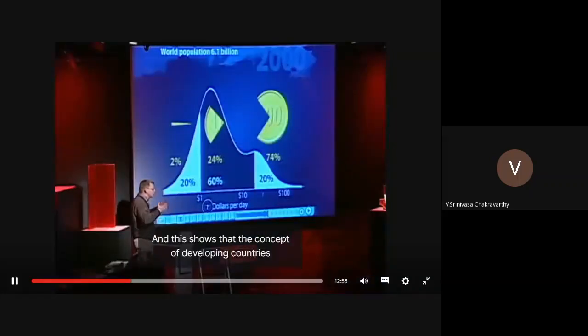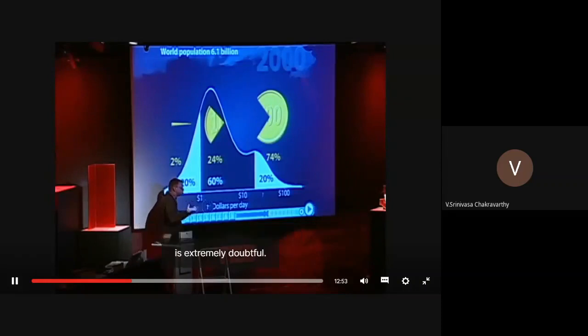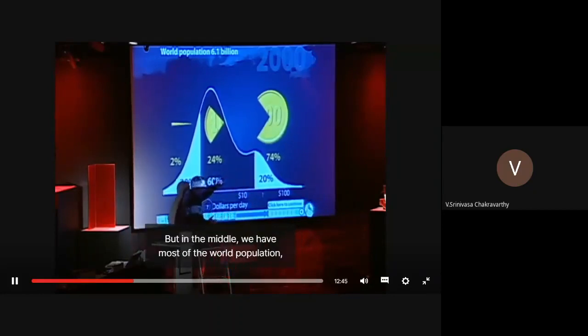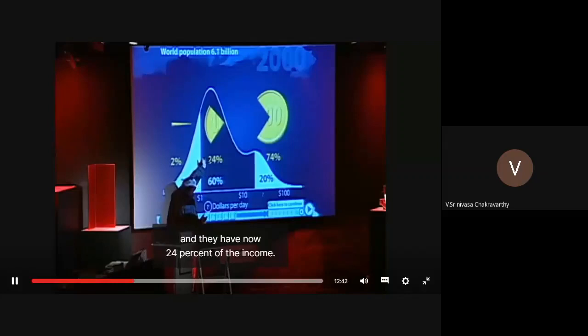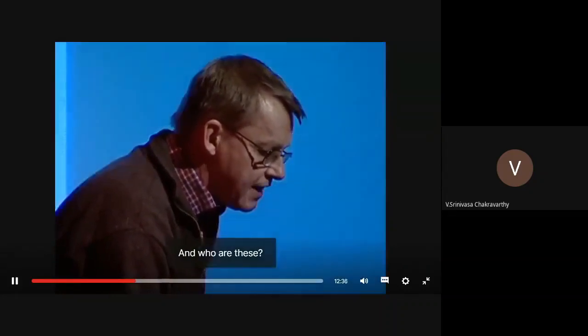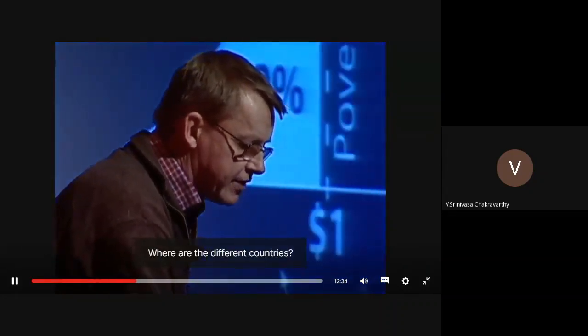And this shows that the concept of developing countries is extremely doubtful. We sort of think about aid, like these people here giving aid to these people here. But in the middle, we have most of the world population, and they now have 24% of the income. We have heard it in other forms. And who are these? Where are the different countries?